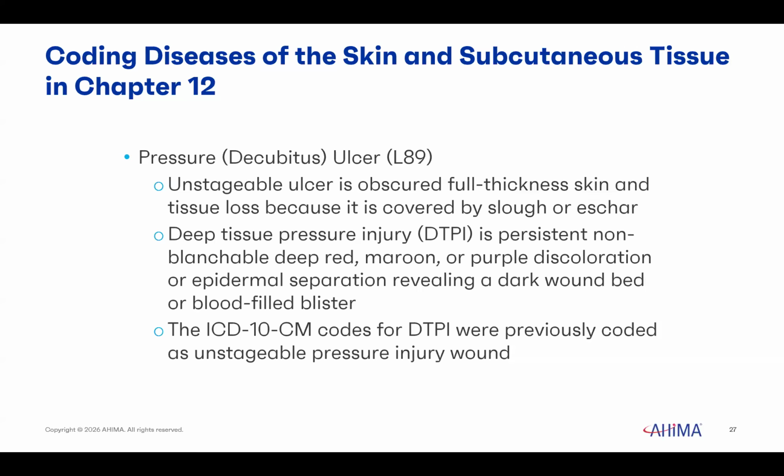One thing that people get confused on is whether it's an unspecified stage or an unstageable ulcer. Unstageable means that we could stage it, except it's obscured. It could be obscured by dressing, could be obscured by slough, what have you. The deep tissue pressure injury is a persistent, non-blanchable discoloration where we sometimes get a blood-filled blister. And again, we used to code these as unstageable. That's no longer correct.